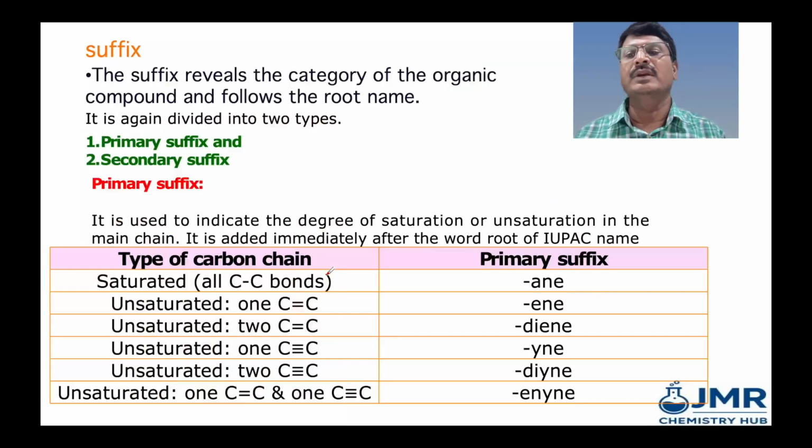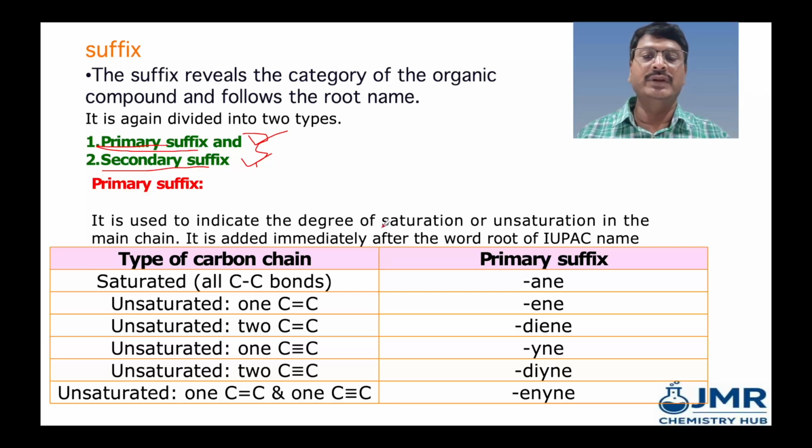Next, let us come to the suffix. Generally the suffix will indicate whether the compound has saturation or unsaturation, and also which type of functional groups are there. Depending upon this, the suffix is divided into two types: primary suffix and secondary suffix. The primary suffix will indicate whether the compound is saturated or unsaturated.